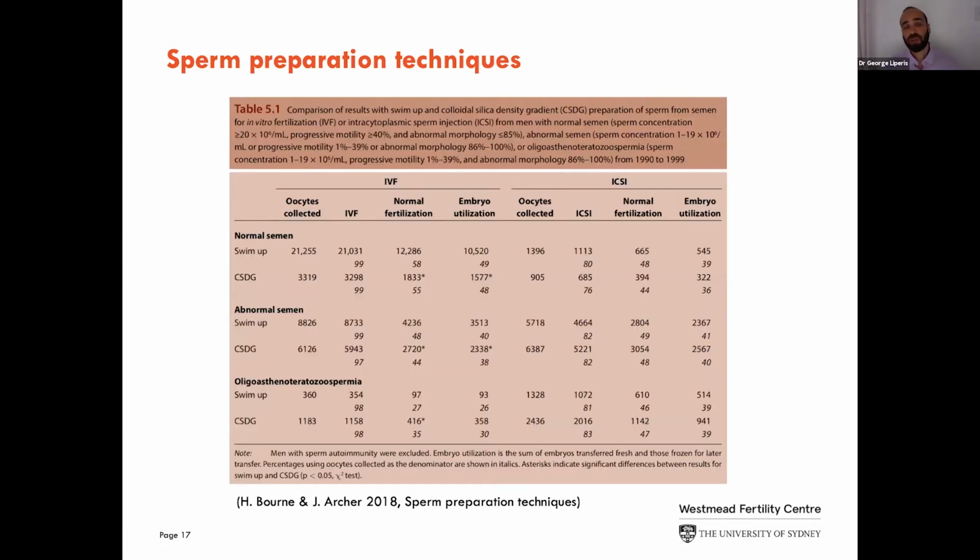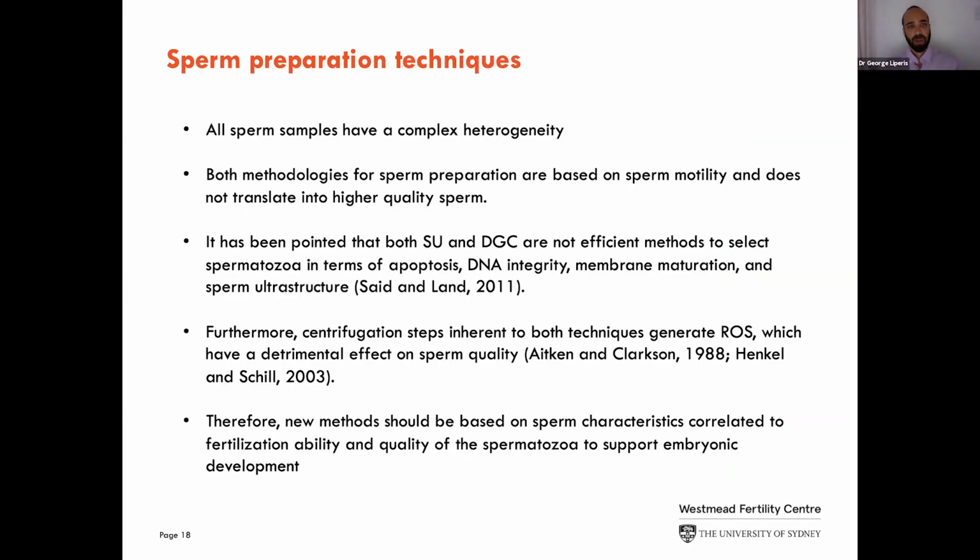So which of these two methods should we use to prepare? In this study, published a couple of years back, in terms of fertilization and utilization, with the sample being used for either IVF or ICSI, and this includes normal semen, abnormal semen, as well as oligoasthenoteratozoospermic samples, there were no major differences between the two techniques. So selection and preparation does not depend on whether we do gradient or swim up.